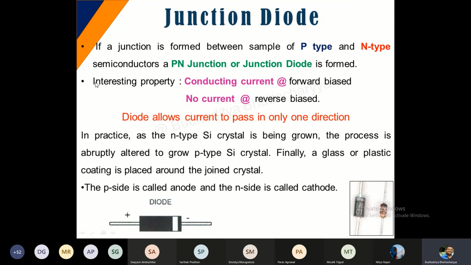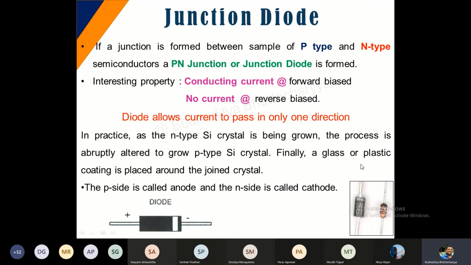So you can see if a junction is formed between the sample of p-type and an n-type, we usually call it a PN junction diode or simply a junction diode. This is the basic principle. So individual element, there is an n-type semiconductor, there is a p-type extrinsic semiconductor, and we are fusing it together. In that case, whenever it is forward biased, we'll see the diagram for forward bias. If that is a forward bias, we'll have a conducting current. But if it is reverse bias, we actually have no current.